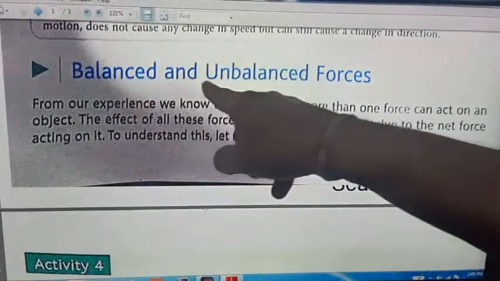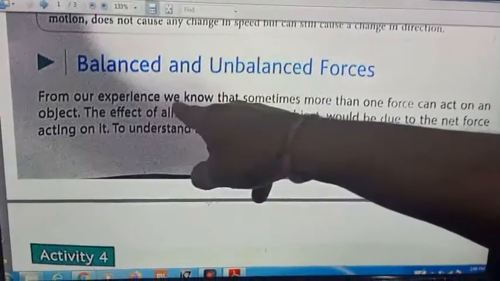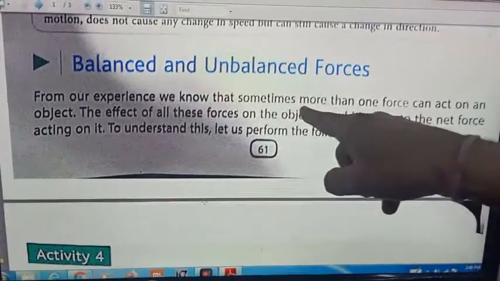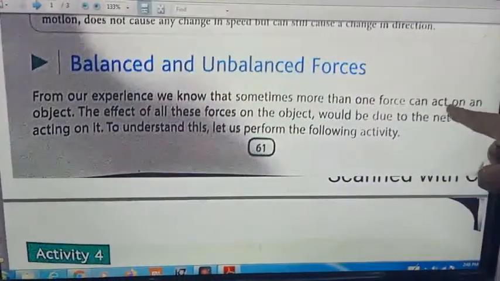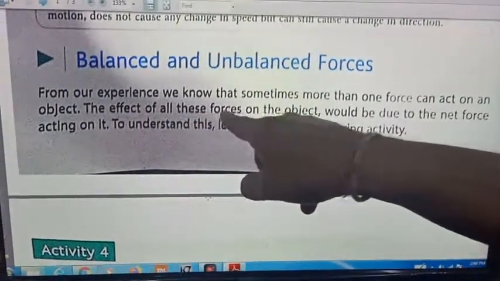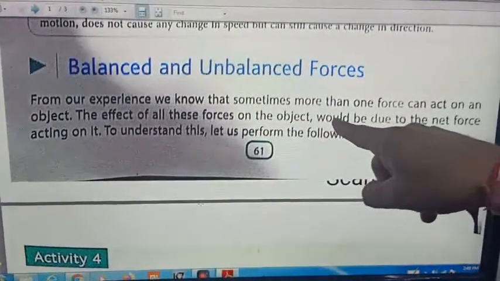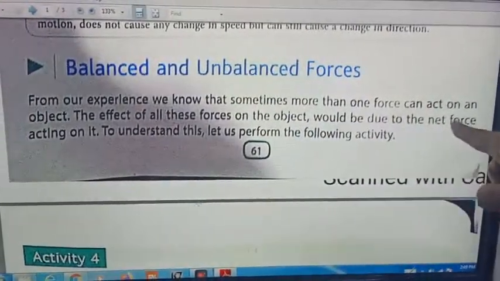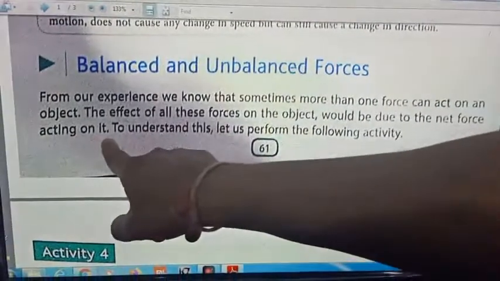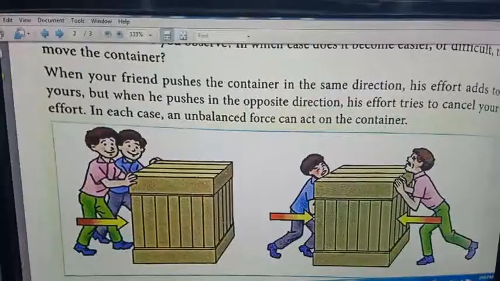Let us discuss the balanced and unbalanced force. From our common experience, we know that more than one force acts on an object at the same time. The effect of all these forces on the object would be due to the net force acting on it. To understand, let us discuss activity number 4.